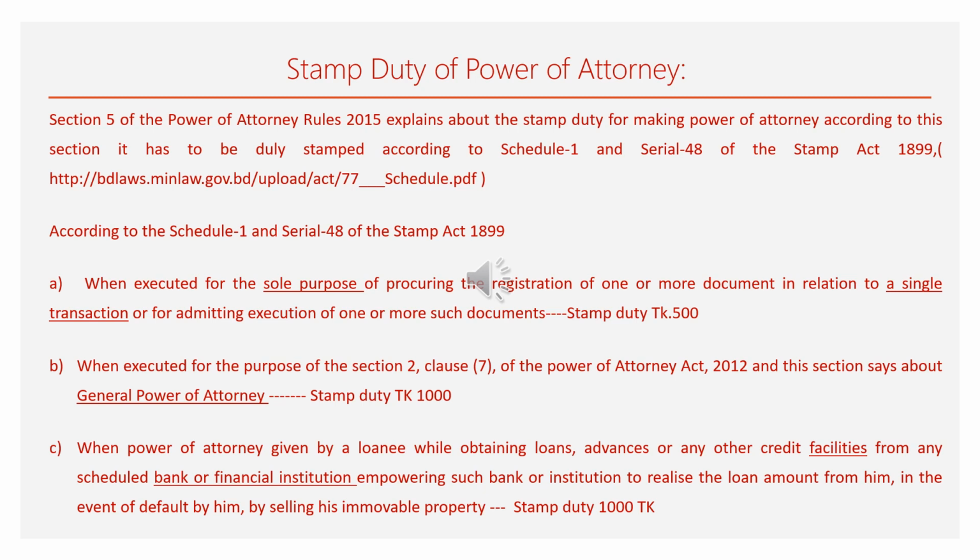Therefore, if a person or principal wants to authorize someone to act as a power of attorney on his behalf for three purposes, or the attorney serves three different subject matters by one power of attorney, then it must be paid total 1500 Taka, because 500 Taka for each purpose.